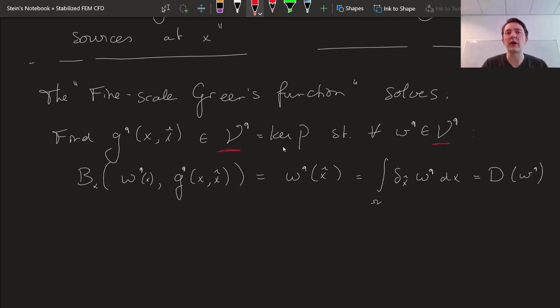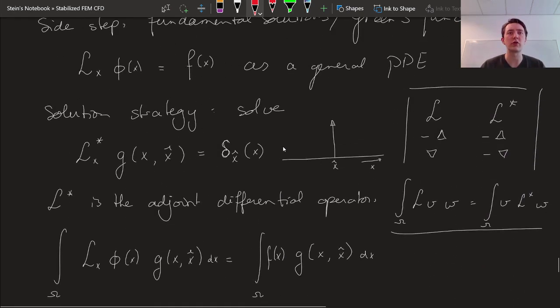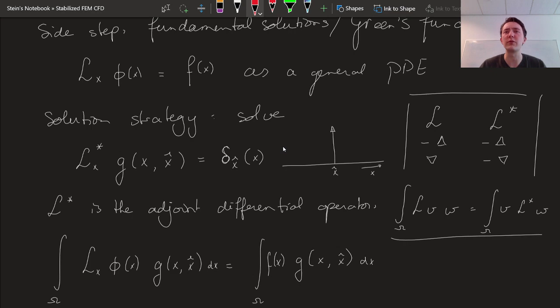In fact, you could probably more rigorously define the notion of fine scale Green's functions also just in a weak sense by doing precisely what we're doing here. I wanted to illustrate it in the strong sense because this is probably what you're familiar with from your partial differential equation classes.